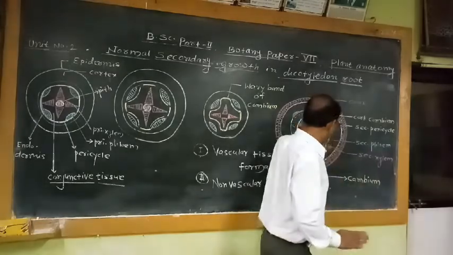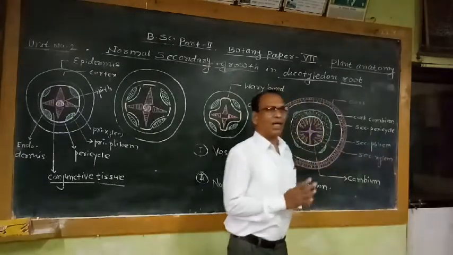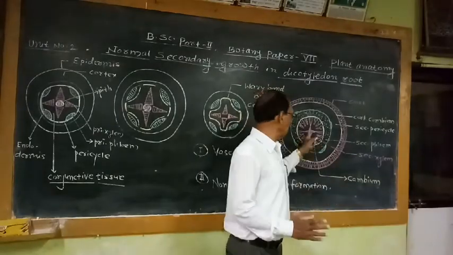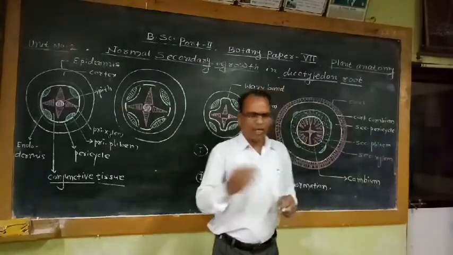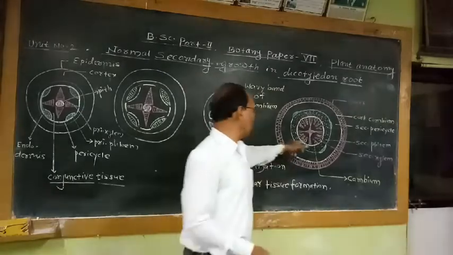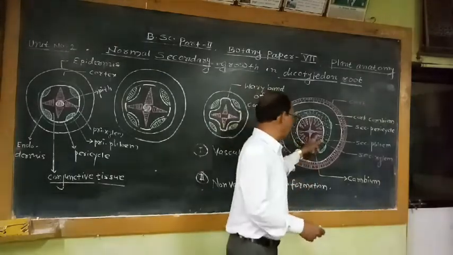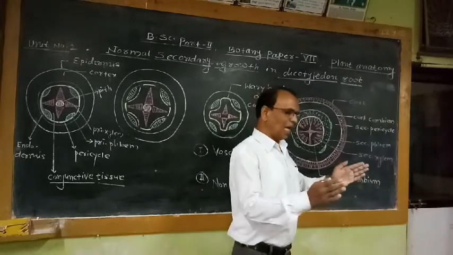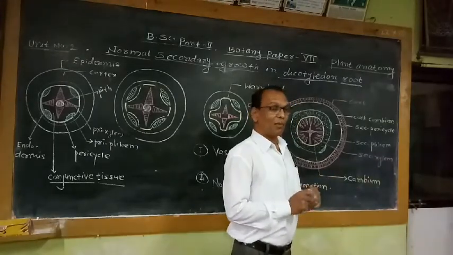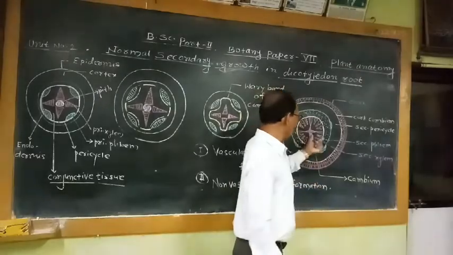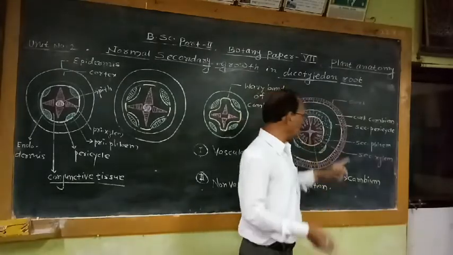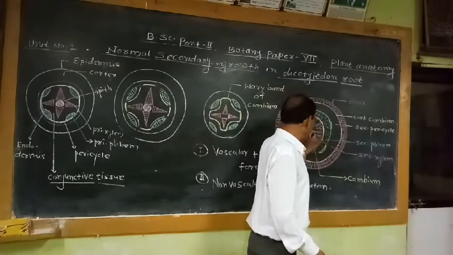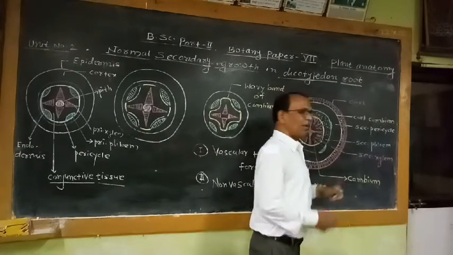That means constantly this cambium takes part in addition of secondary tissue in the form of secondary xylem and secondary phloem at the inner side and outer side. So year after year, when this cambium is taking part in addition of secondary tissue, obviously the diameter of this root increases. That means this is one reason for increasing diameter of the root: addition of secondary tissue by the activity of this cambium in the form of secondary xylem at the inner side and secondary phloem at the outer side.